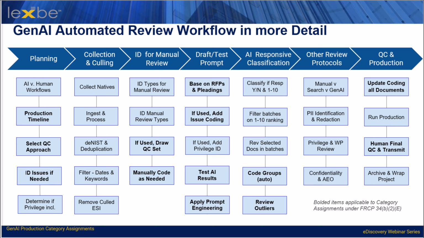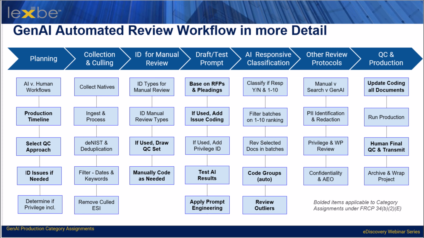This shows an overall workflow including responsiveness, but also privilege review and issue category assignments under Rule 34. As previously mentioned, if the responsiveness review has already been done or is done with a non-AI based methodology, then categorical assignments can be completed as a discrete project. This is shown with the bolded boxes on the slide.